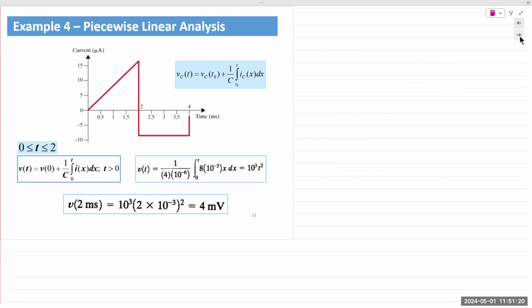But we want the answer as a function of time, right? It's going between 0 and 2 milliseconds. Time could take any value. It could be 0.1 milliseconds, 0.005 milliseconds. We need an expression that would allow us to find the value of that voltage at any given point in time between 0 and 2 milliseconds. Does that make sense? So our final expression should be a function of time.